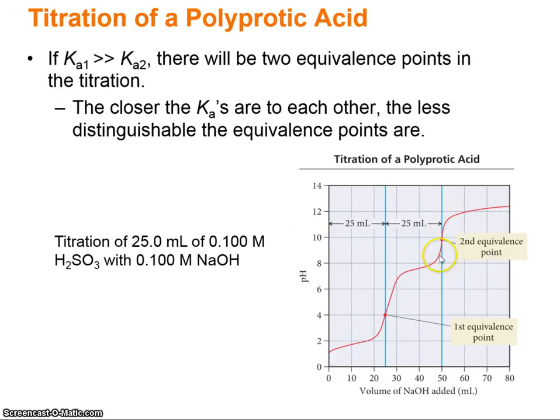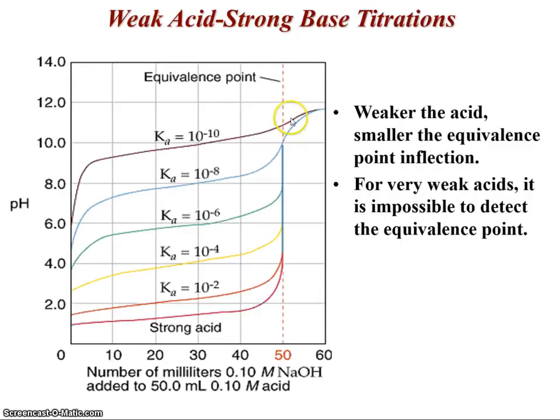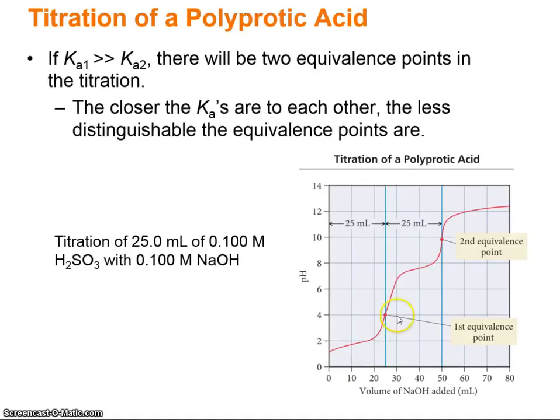So these guys are going to be evenly spaced. It's just that because the Ka might be small, remember what we said about Ka? The smaller they are, the smaller this hump is. So that second Ka might have a very, very small bump to it. It might be hard to see. So oftentimes you will look for just this first one. Right, so this represents the titration of H2SO3 with 0.1 molar sodium hydroxide.